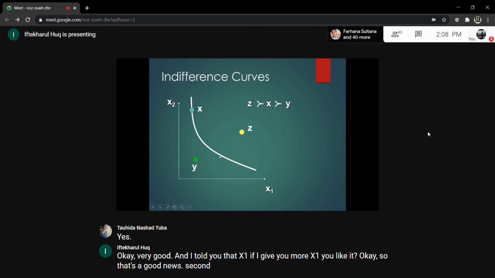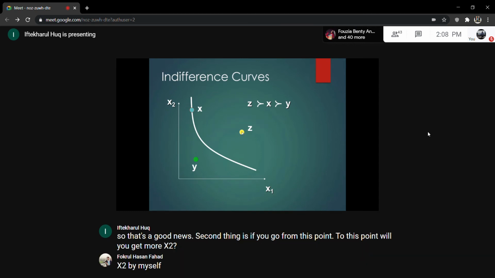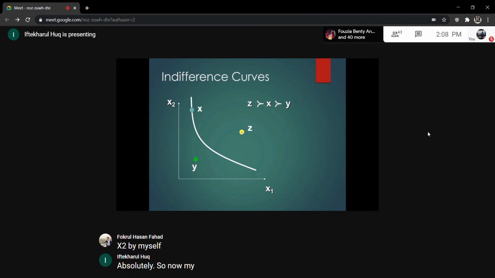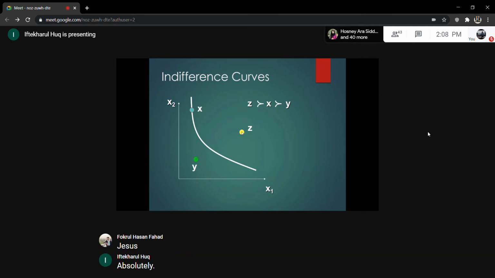The second thing is, if you go from this point to this point, will you get more x2? Sir, x2 will increase. Absolutely. So my point is, I'm giving you more x1 and also more x2, so won't you prefer that point more? Yes, sir. Absolutely. So this is the argument, the logic I'm using when I say that Z is more preferred than X.